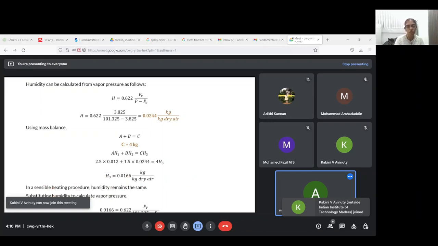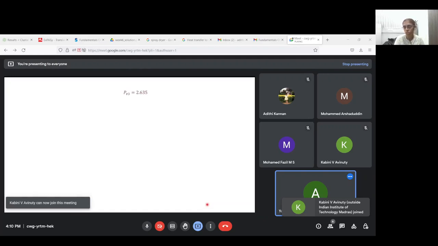So to backtrace, you will calculate the vapor pressure at 60 degrees Celsius, which is 0.0166 equal to 0.622 times PV divided by the total pressure minus PV, which is 101.325 minus PV. So from this you can calculate your vapor pressure, which comes out to be 2.635. So any clues, any doubts so far?